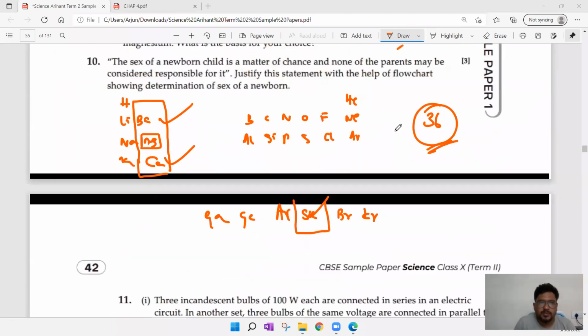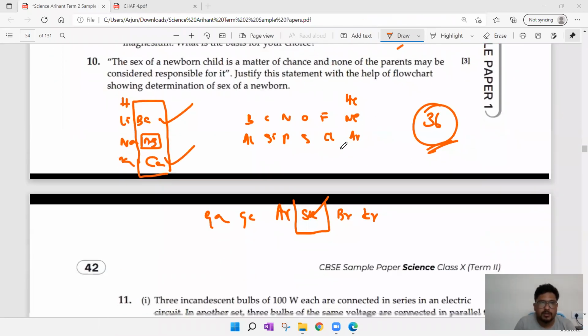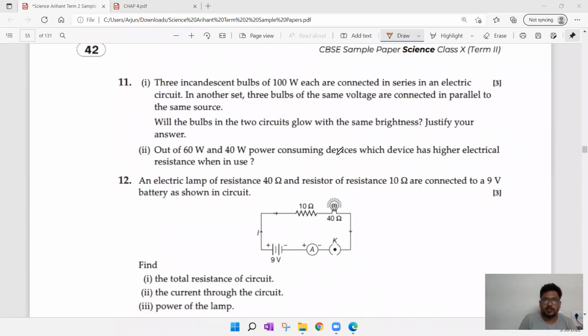Then after completion of the 10th one, okay, 10th is bio, 11th, fine, a 3 marks question. Three incandescent bulbs of 100 watt each are connected in series. You see, this is a previous year question. So this is one bulb, second bulb, third bulb, each 100 watt, connected in series.